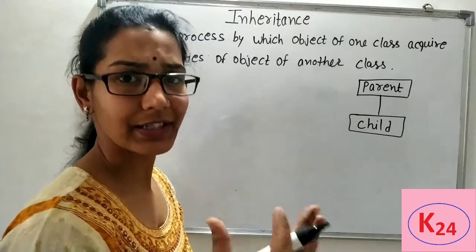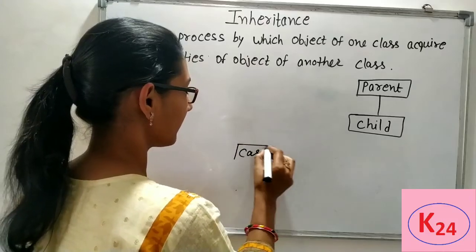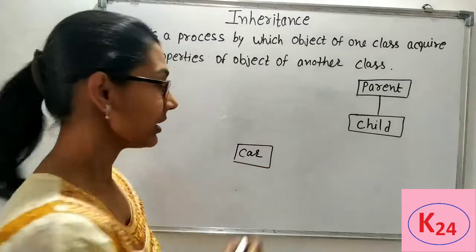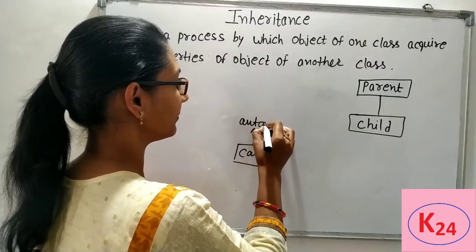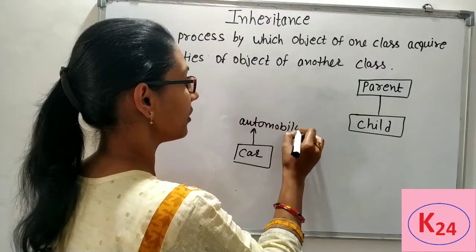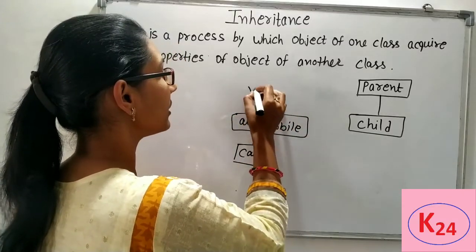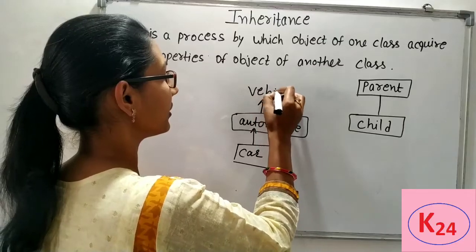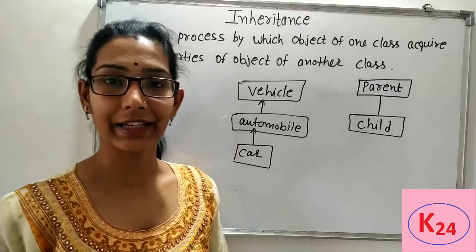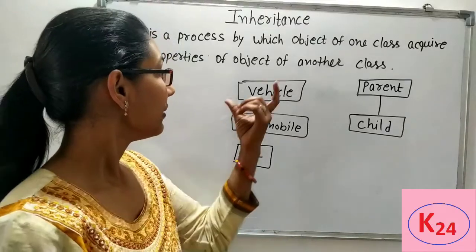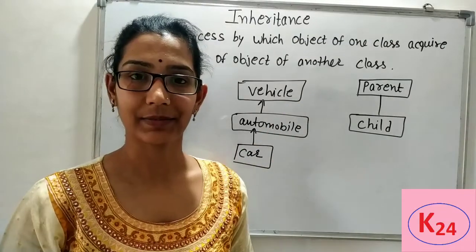Or we can take another example, like a car. Car is a class which shares the properties of automobile, and automobile has some characteristics which come from vehicle. So this is inheritance. It means we can create a new class from an existing class.